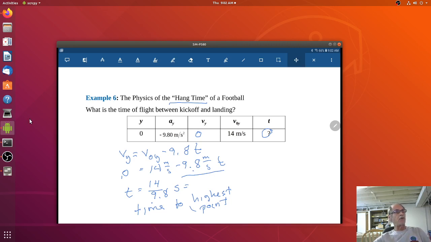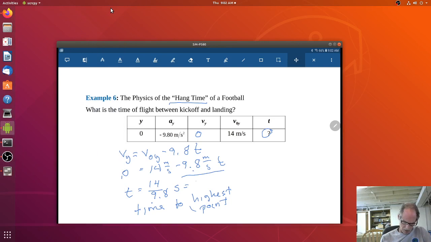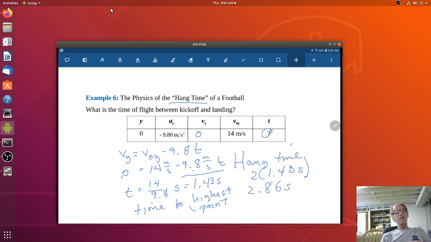Okay, 14 over 9.8. Grab my contraption. 14, oh, turn it on. 14 divided by 9.8. 1.43 seconds to get to the highest point. So the hang time is 2 times 1.43 seconds. I don't need my calculator for that. That's going to be 2.86 seconds. That's probably a pretty reasonable hang time.